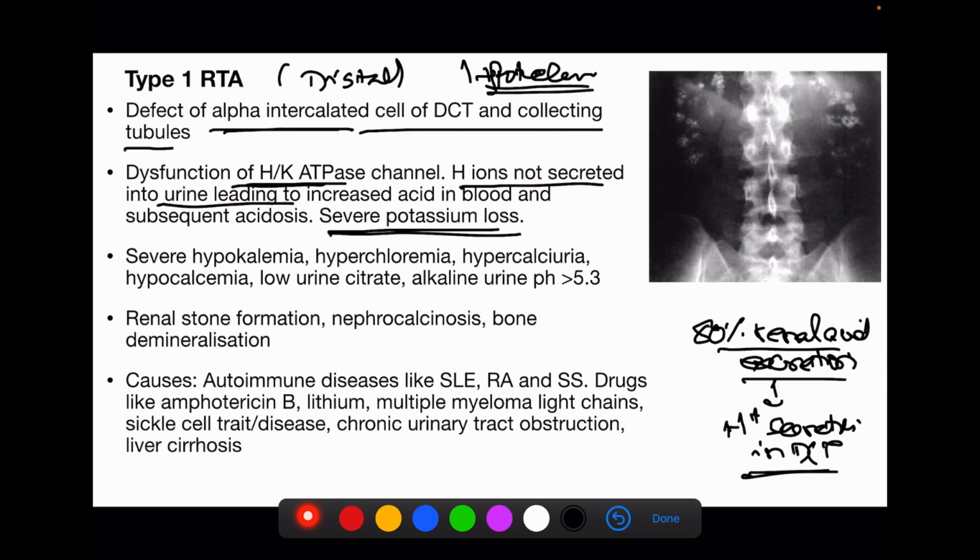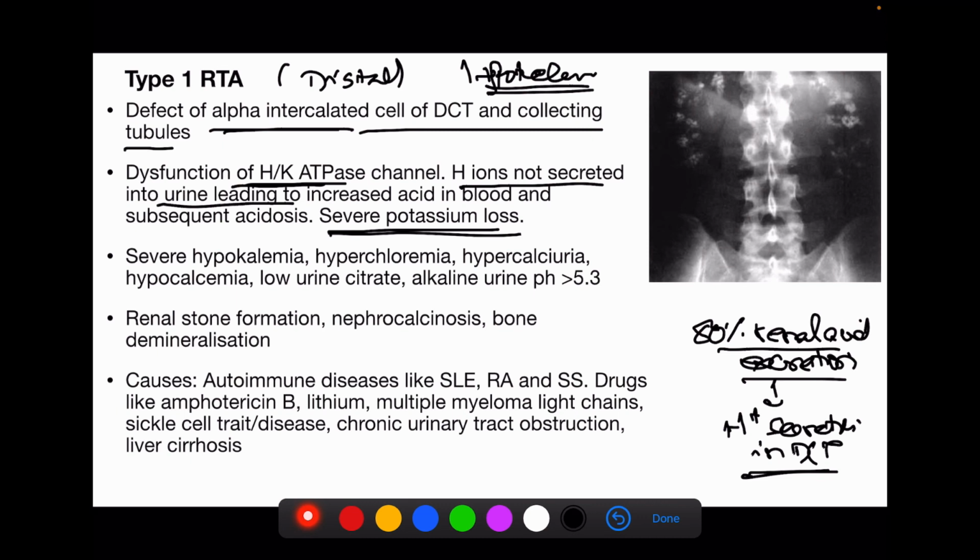So why does this occur? Because of the defect in the alpha intercalated cell of the DCT. It has the hydrogen potassium ATPase pump. Hydrogen is not secreted, so hydrogen is retained in the body, and because of that there is metabolic acidosis. Because hydrogen is not being secreted, potassium also is not being reclaimed. So potassium is also being wasted in the urine, and there will be severe potassium loss also.